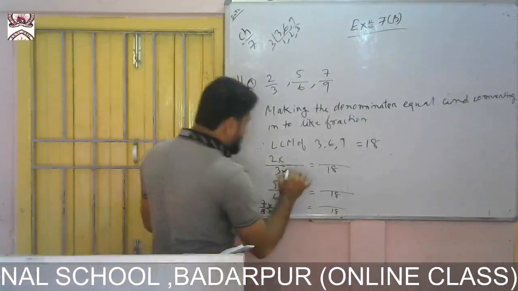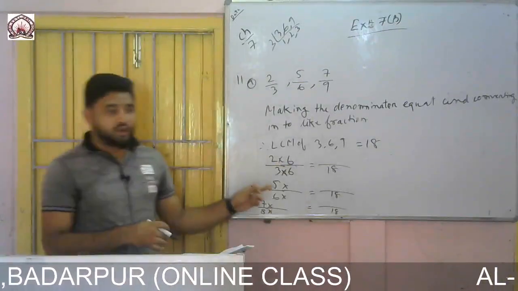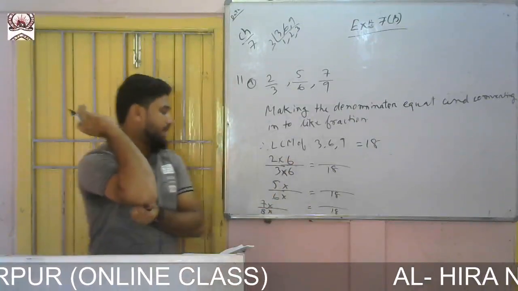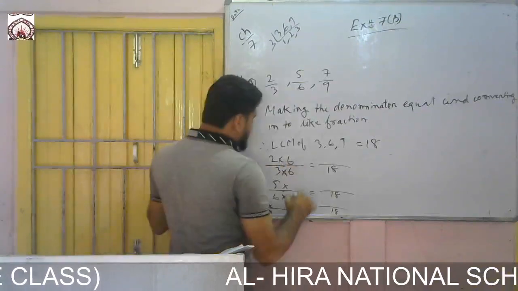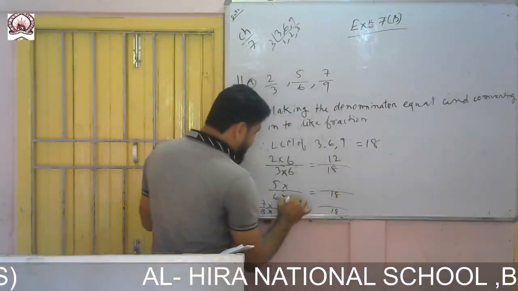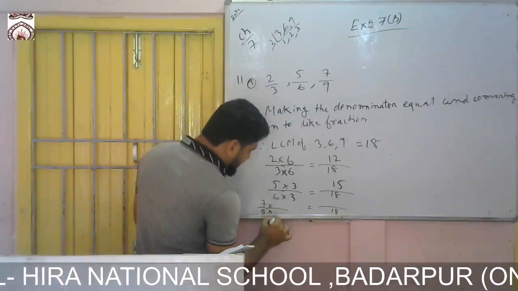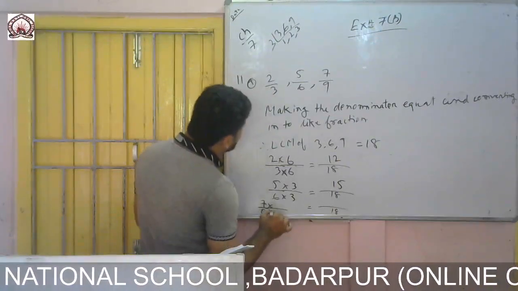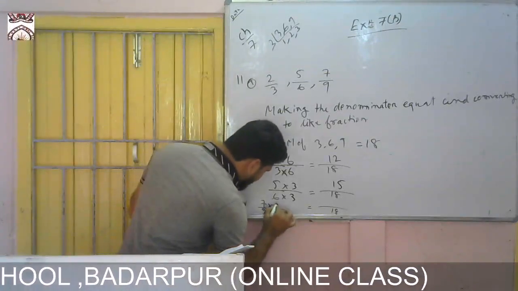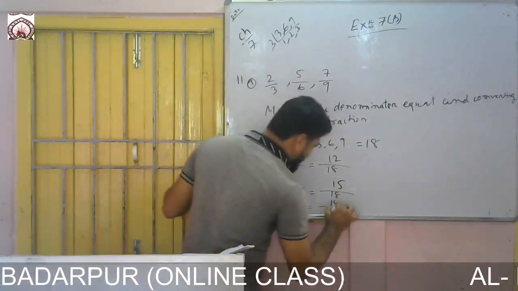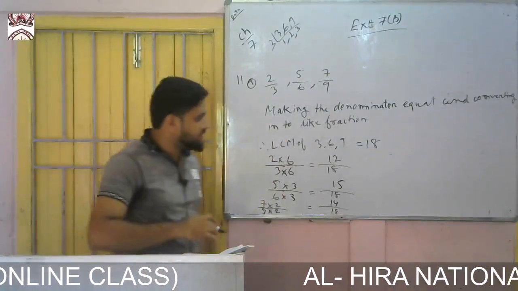In 18, how many 3s are there? 6. So here will be 6. If I put 6 here, then I need to put it in the numerator too. So 6 twos are 12. Here 6 threes are 18. So 5 threes are 15. Here, 7 by 9: 9 twos are 18, so 7 twos are 14. Okay, now we can arrange.